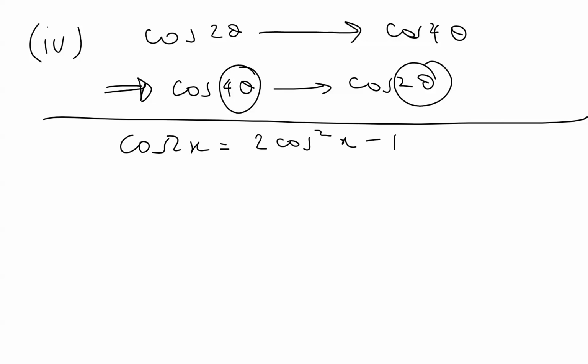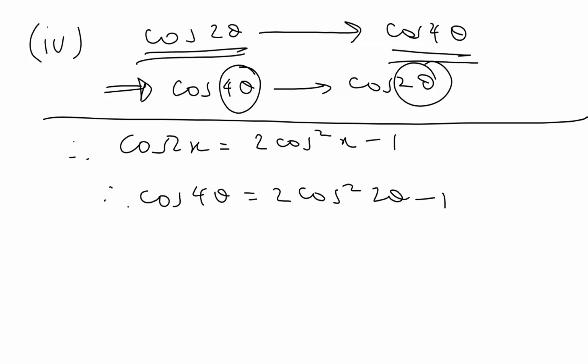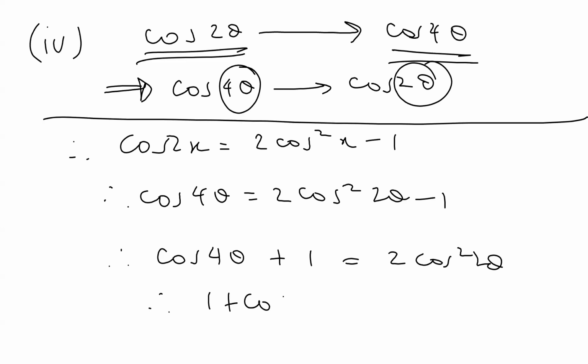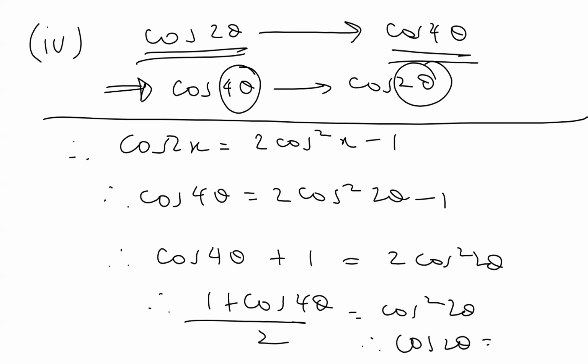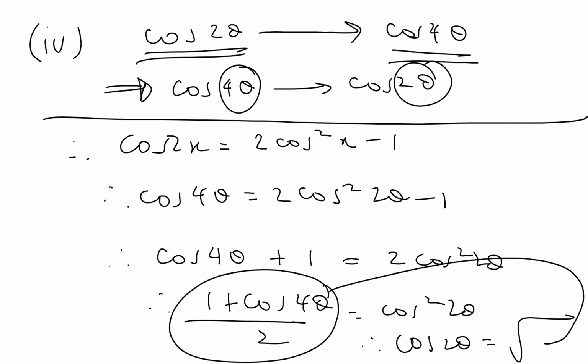2 cos square x minus 1, this is the formula. Therefore, cos 4 theta is equal to 2 cos square 2 theta minus 1. Now we require 2 theta in terms of 4 theta. So cos 4 theta plus 1 is equal to 2 cos square 2 theta. Therefore, 1 plus cos 4 theta upon 2 is equal to cos square 2 theta. Therefore, cos 2 theta will be the root of this value. So cos 2 theta in terms of 4 theta we have done.